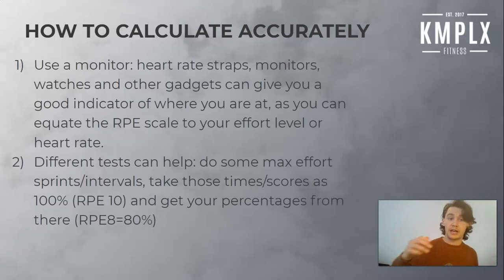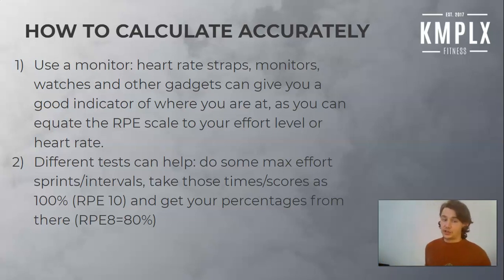So how to calculate accurately. The first way you could do is use a monitor. Heart rate straps, monitors, watches, or other gadgets can give you a good indicator of where you're at, as you can equate the RPE scale to your effort level or your heart rate. Different watches and pieces of kit give off different levels. Some of them go from 80% to 100% effort as your red zone. Some of them go in colored zones, some go off heart rates, some go off effort levels. Some of them do all 3 together.